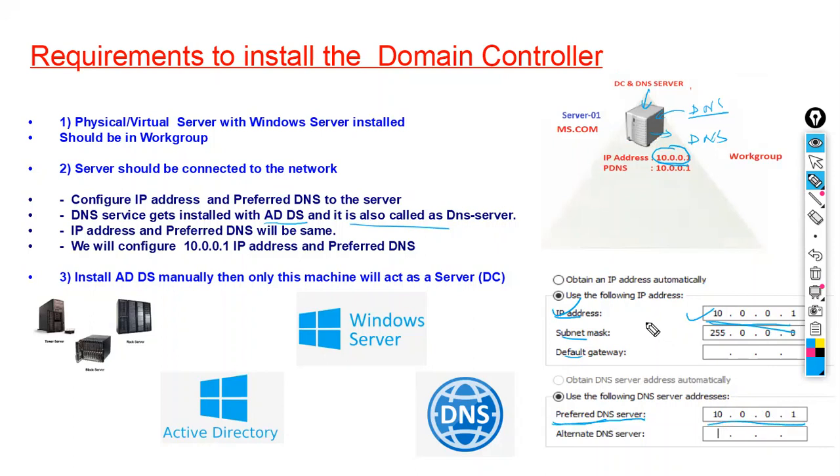Okay, you need to remember this point. The IP address and preferred DNS IP address should be the same on the domain controller. So we will configure the 10.0.0.1 IP address and preferred DNS and install ADDS manually. Then only this machine will act as a domain controller, or then only this machine will act as a server.